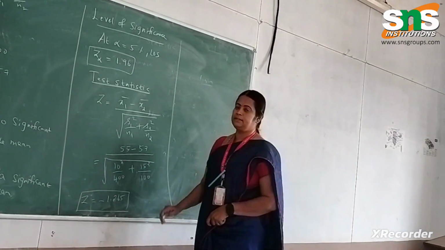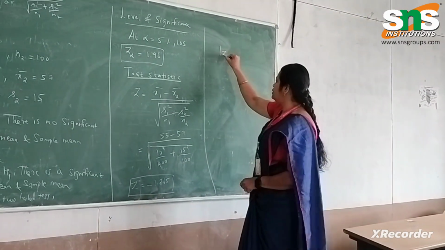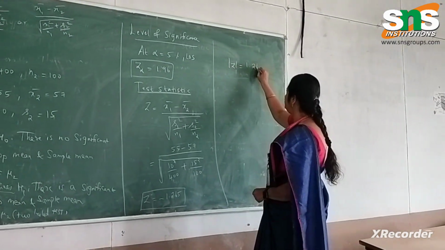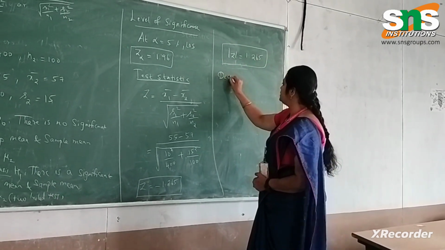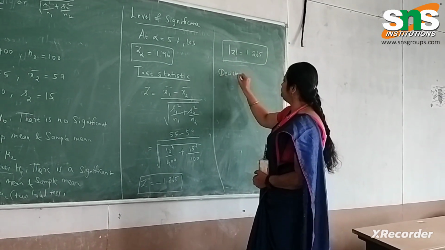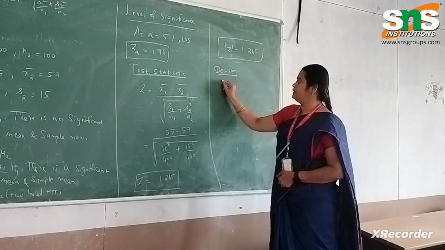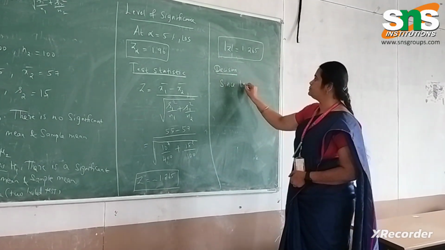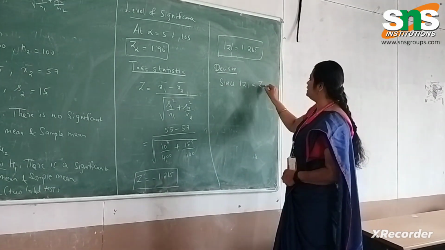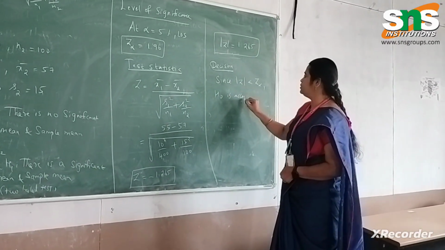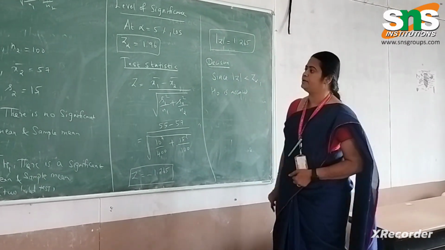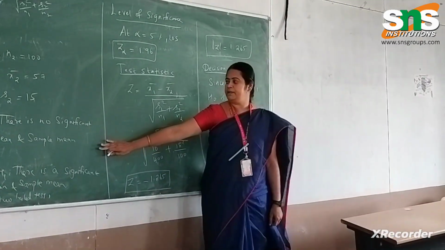Now let us consider the modulus value. So modulus of z is equal to 1.265. Finally, let me write the decision. Compare the calculated value and the table value. Since mod z is less than z alpha, H naught is accepted. H naught is accepted means there is no significant difference between the population mean and sample mean.